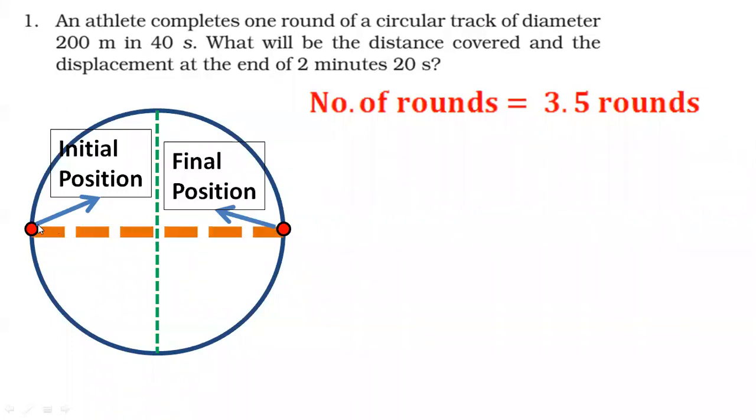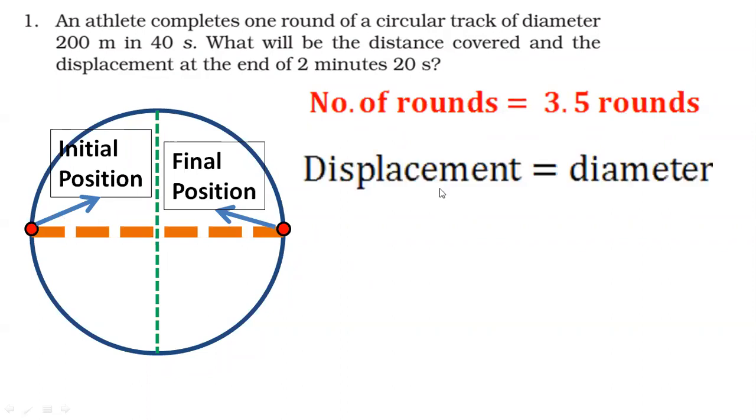Now to calculate displacement, all we need is the initial and final position. Okay? Round doesn't matter in this case because all we need is the initial and final position. So forget about rounds. What about the initial and final position? What is this length? Doesn't it look like a diameter? Okay? So this diameter is nothing but giving you what? Displacement.